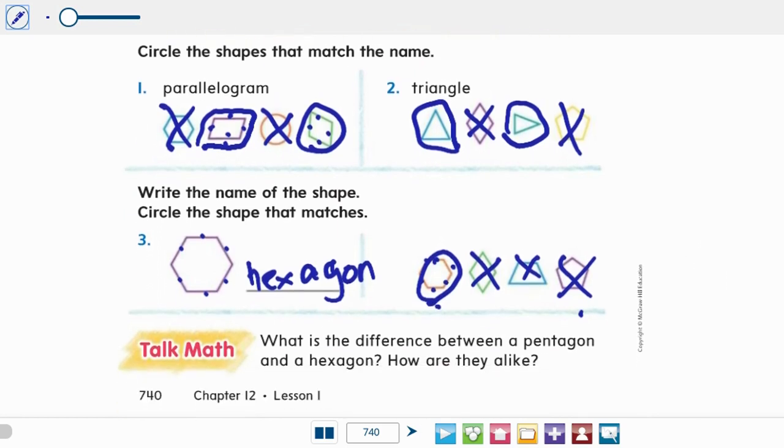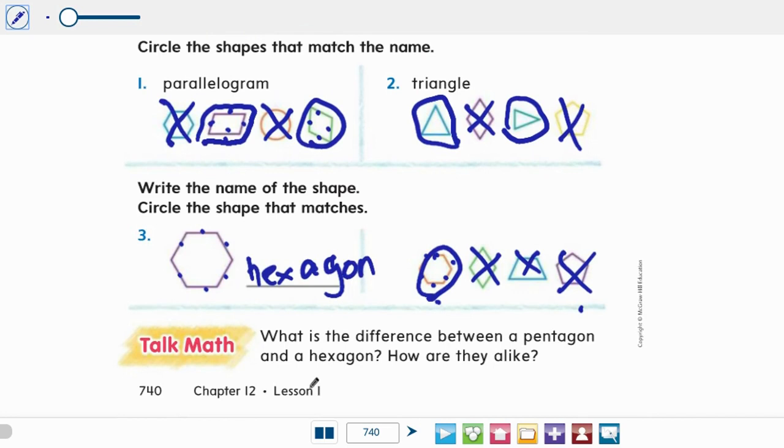All right. And this is just a quick good thing for us to talk about. What is the difference between a pentagon and a hexagon? And how are they alike? Well, a pentagon has 5 sides and a hexagon has 6 sides. They're alike because they look very similar. They have a lot of different points and a lot of different sides to them. So that makes me think that they're very similar, but a hexagon has 1 extra side. That's what's different about it.